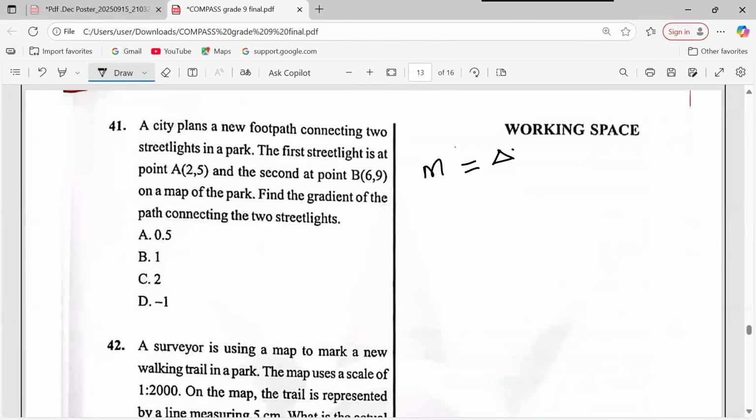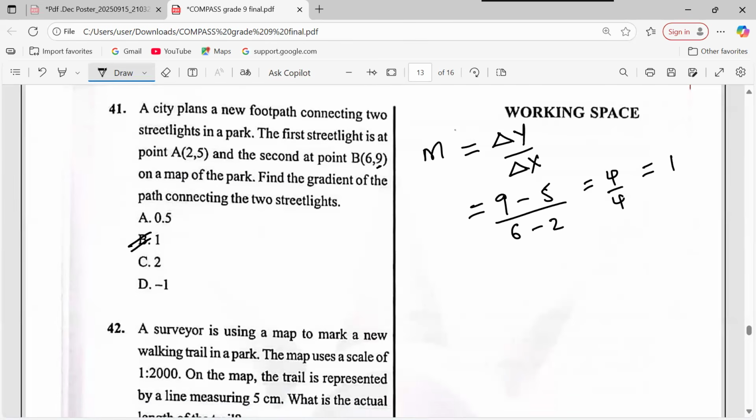We need change in y over change in x. Change in y, we can consider one y, 9, minus the other y, 5, out of x minus the other x. This is 4 out of 4. And this will give us exactly 1. So this is the gradient. You can also consider, you can start with any coordinate. We would have picked 5 minus 9 out of 2 minus 6.